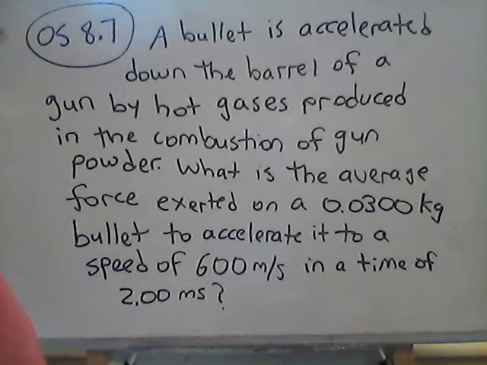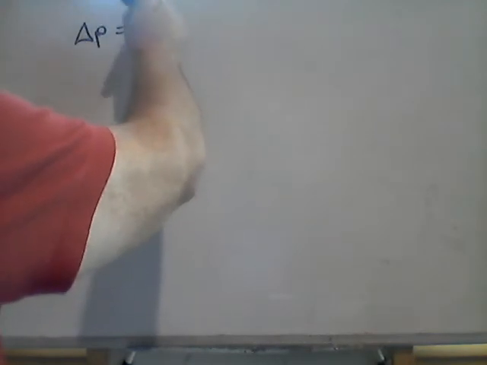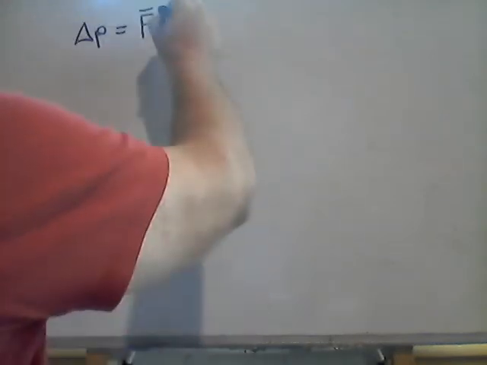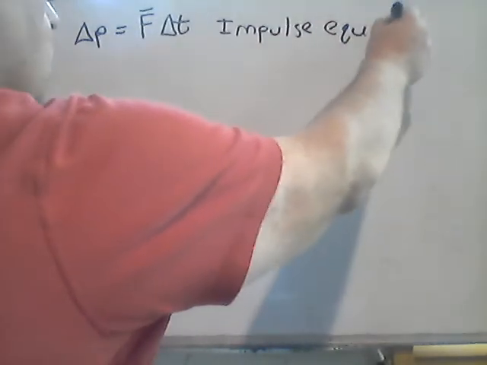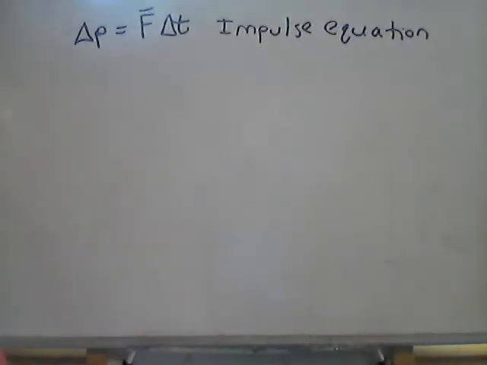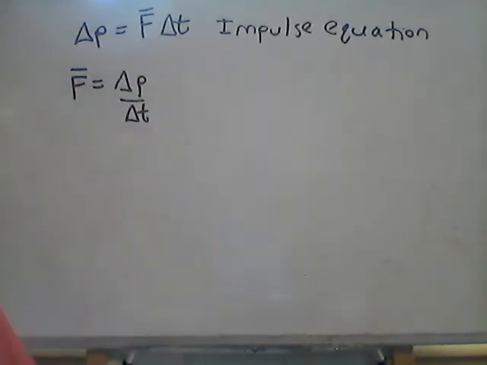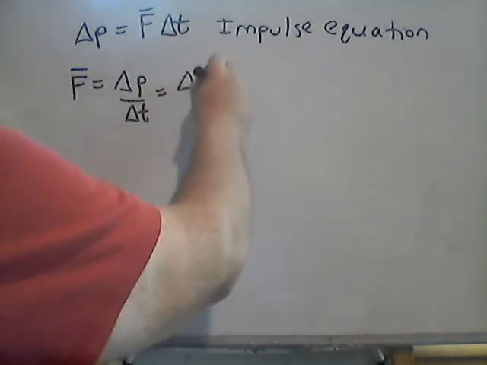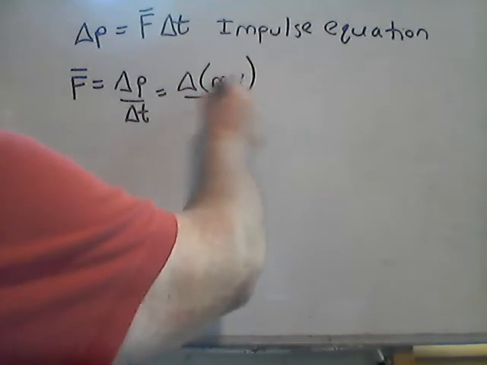All right, so let's erase this. So what's our equation? Well, impulse, so we have delta P is F bar delta T. Okay, so this is an impulse problem. Okay, so what do we know? Well, we want to find the average force. That's what we're asked to do, right? So let's solve for the average force. So F bar is going to look a lot like Newton's second law of motion. Delta P with respect to T. Well, that's going to be delta of mv, with respect to time. We know what the mass of the bullet is, and we know what speed it's going to have.